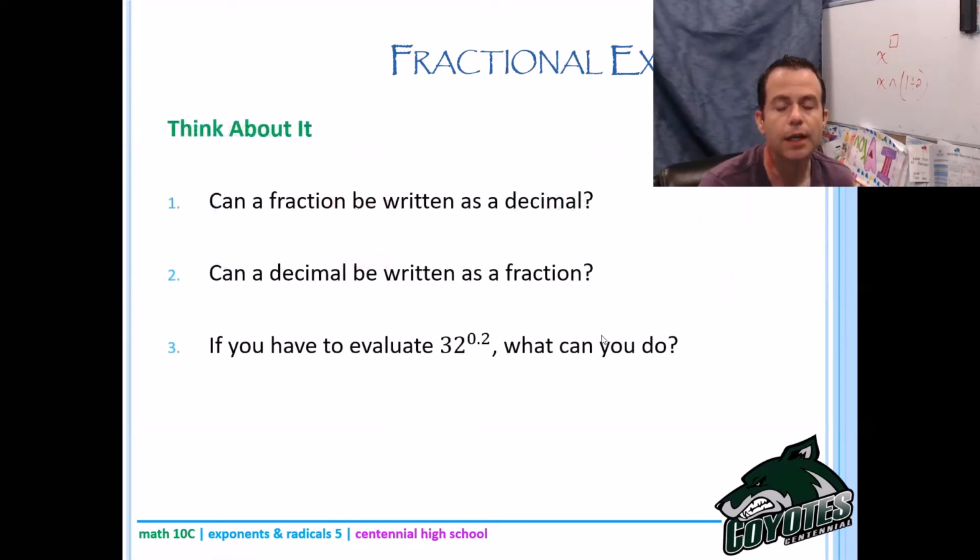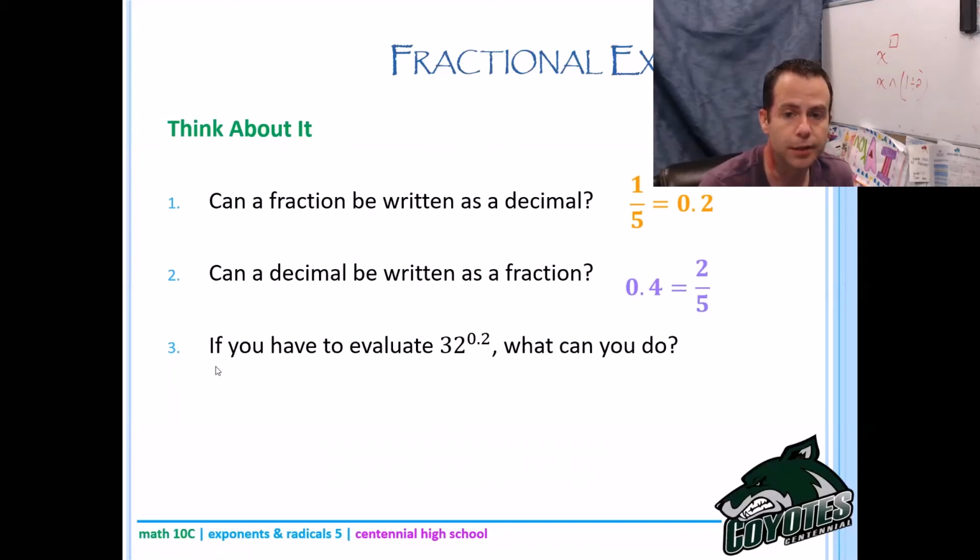Okay, so think about it. We're gonna kind of unpack this a little bit more. Can a fraction be written as a decimal? Well, sure it can. 1/5 is the same as 0.2. Well, can a decimal be written as a fraction? Yes, we know how to do that, okay? So 0.4 would equal 2 over 5.